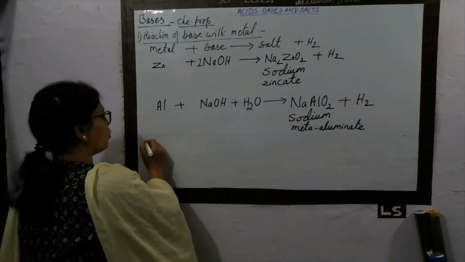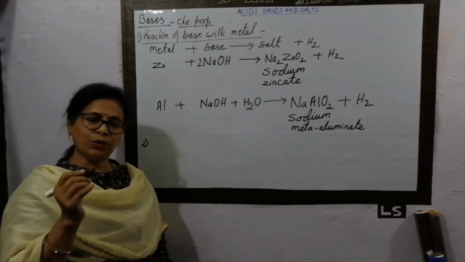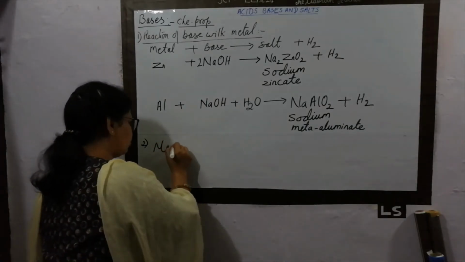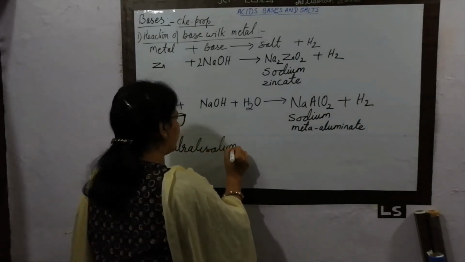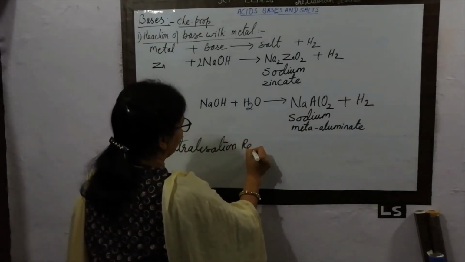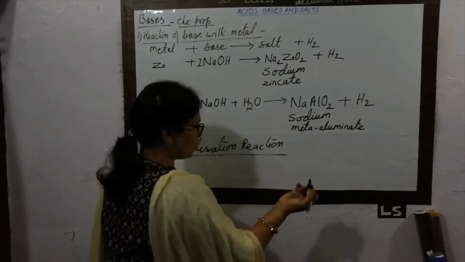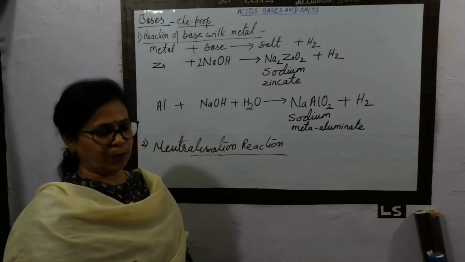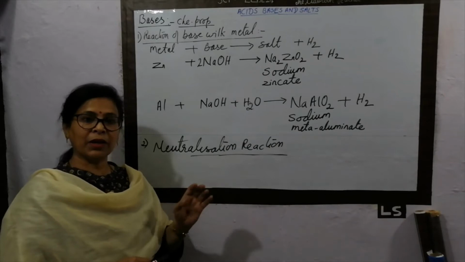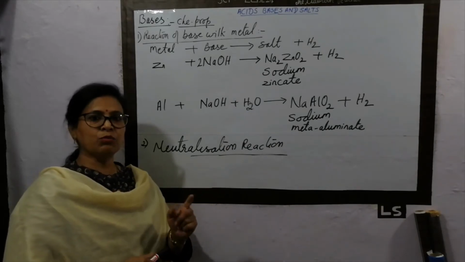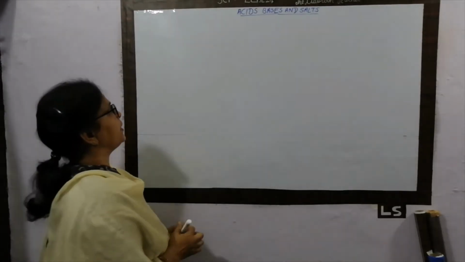Now the second chemical property of the base is the neutralization reaction. There is no need to repeat this equation again and again. When an acid combines with a base, salt and water are formed. So this is the neutralization reaction. So these are a few chemical properties of the bases. Now let's move towards the uses of the bases.